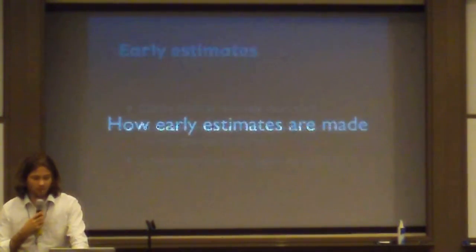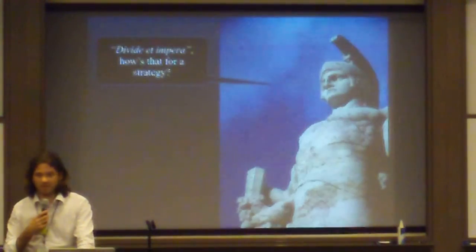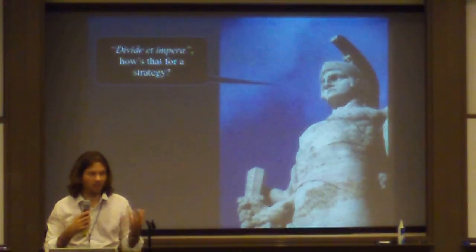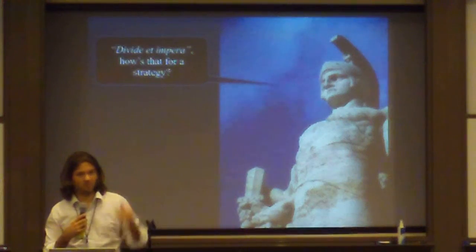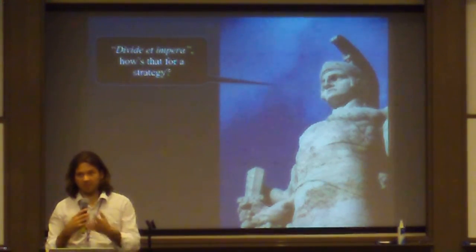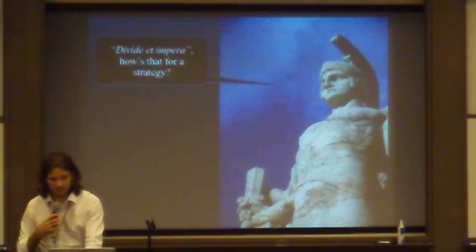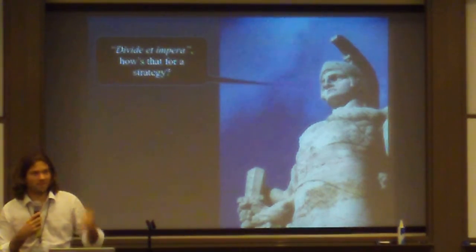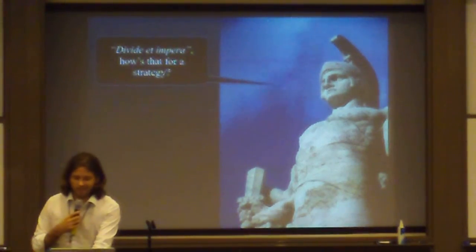So how do we make early estimates? Well, the basic technique is divide and conquer. You break it down, and you look at the small parts. Almost all estimation is done by breaking down requirements. Same as the Romans did, conquering land and everything. So what do you need?